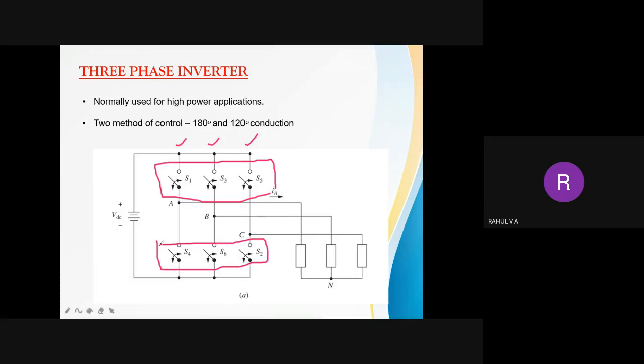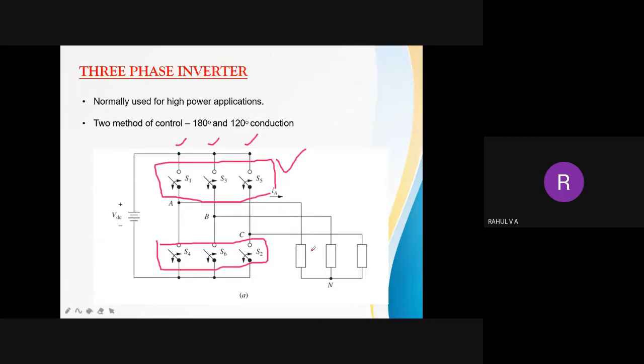I told you that while numbering these switches, we have to do a proper numbering. That is, odd numbers are in the upper arm, like S1, S3, S5, and even numbers are in the lower arm. But what you have to notice is that it is not starting with S2. Actually, it is starting with S4, S6, and S2. This is very important, because if you number like this, it is very easy for us to explain the theory.